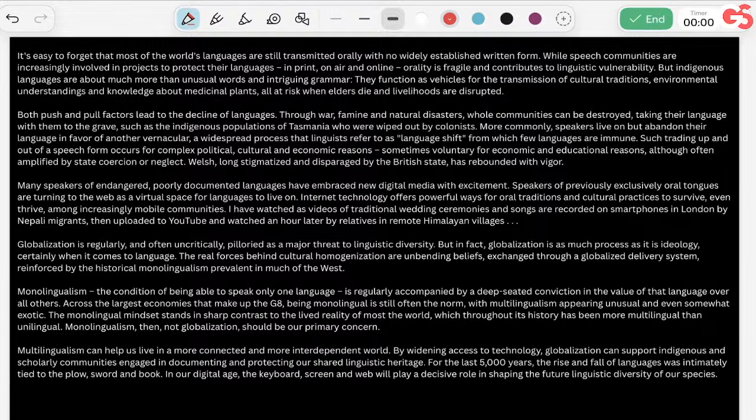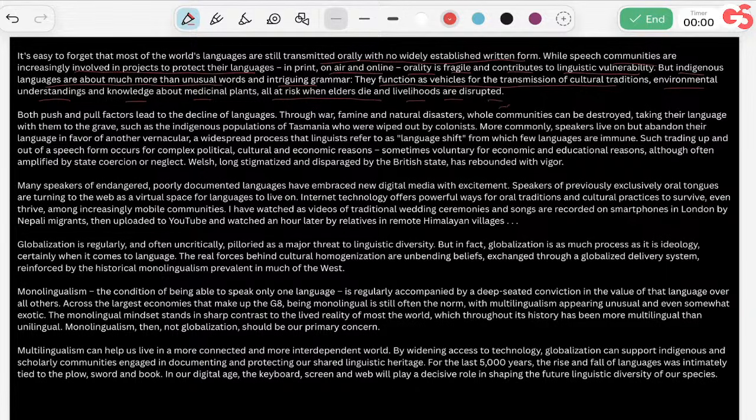So it's easy to forget that most of the world's languages are still transmitted orally with no widely established written form. While speech communities are increasingly involved in projects to protect their languages in print, on air, and online, orality is fragile and contributes to linguistic vulnerability. But indigenous languages are about much more than unusual words and intriguing grammar. They function as vehicles for the transmission of cultural traditions, environmental understandings, and knowledge about medicinal plants, all at risk while elders die and livelihoods are disrupted.